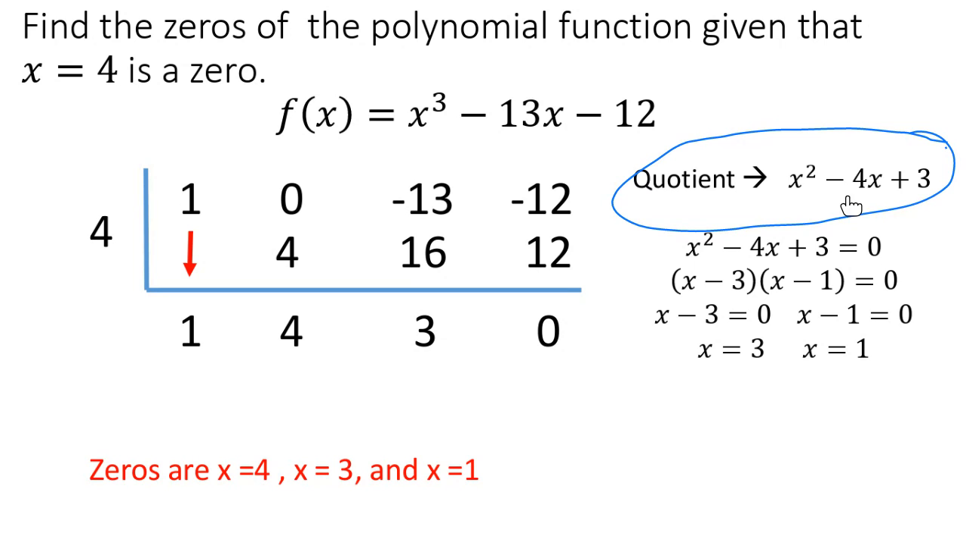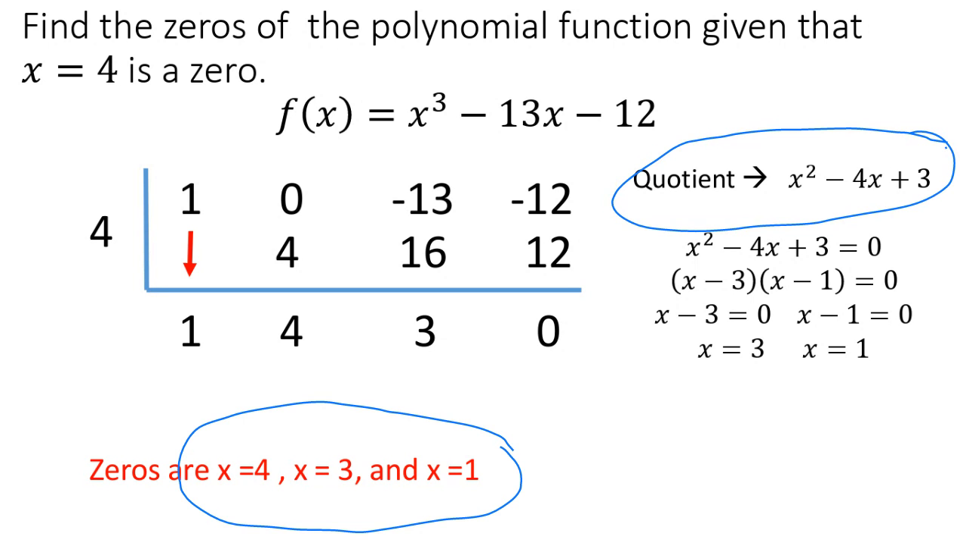And then we said we take our quotient, we set it equal to 0. Notice that the quotient is quadratic, so I'm going to go ahead and factor here. And then I set my two factors equal to 0. So my two zeros are x equals 3 and x equals 1. And so my 3 zeros are going to be these right here.